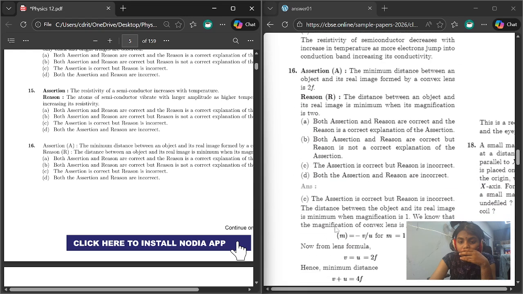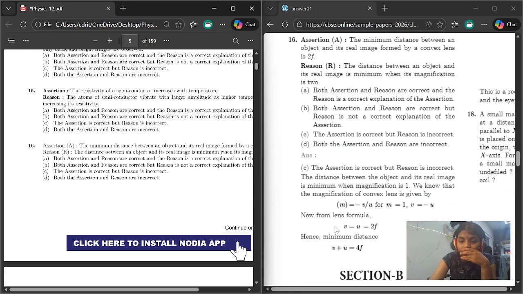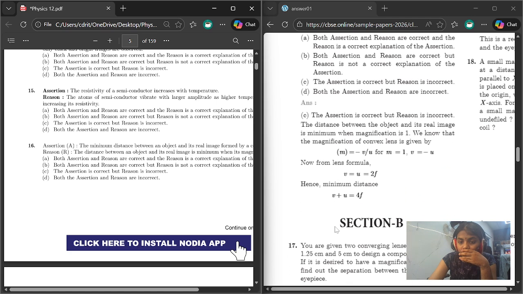Okay, next, 16th one. Assertion: the minimum distance between an object and its real image formed by a convex lens is 2f. Reason: the distance between an object and its real image is minimum when the magnification is 2. The answer is C. Assertion is correct, but reason is incorrect. The distance between object and its real image is minimum when magnification is 1. We know that the magnification of a convex lens is m equals minus v by u. For m equal to 1, v is equal to minus u. Now by the lens formula, v equals u equals 2f. Hence the minimum distance v plus u is equal to 4f.